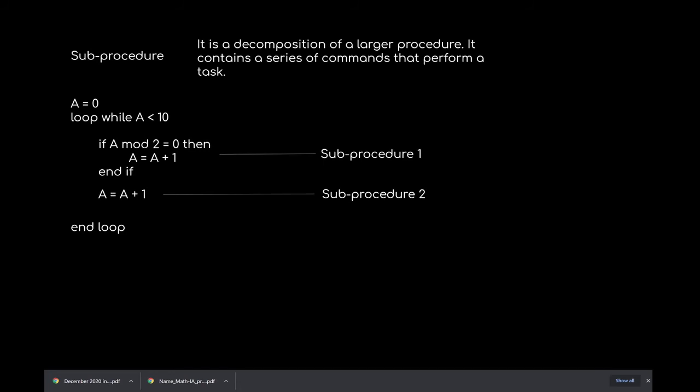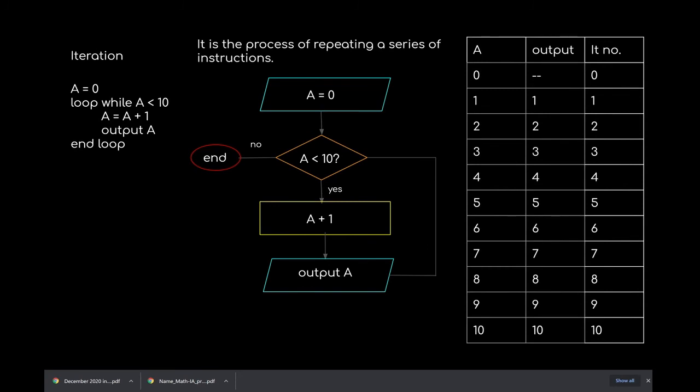Now iteration is a process of repeating a series of instructions. Now let's say A is equal to 0, loop while A is less than 10. A is equal to A plus 1, output A and loop. Again, the same flowchart as what we've done to understand algorithms. But we're going to look at the trace table now. So now a new column has been added. It's called iteration number, right?